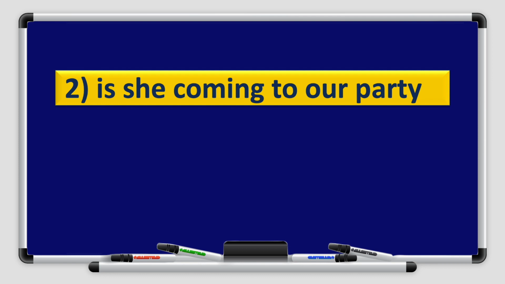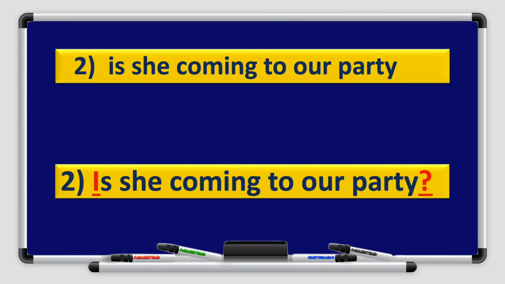Question number 2. Is she coming to our party? Is. The I is capital because it's the beginning of the sentence. She coming to our party. And then at the end, you should know that it's a question, it's not a regular sentence. So, is she coming to our party? It's a question, so you have to add the question mark.